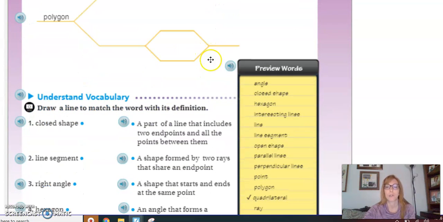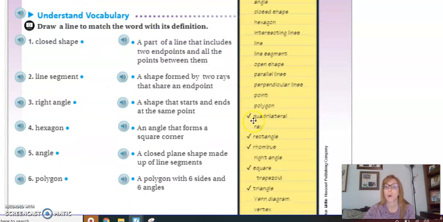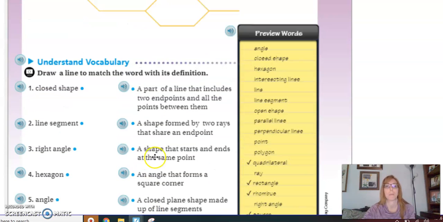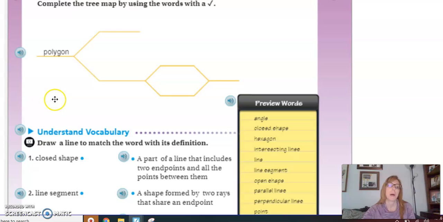So you can scroll down and see them all. You have quadrilateral, and underneath quadrilateral fall rectangles, rhombuses, squares, and then 3-sided shapes would be a triangle. So if you come back up, a polygon is defined as a closed plane shape with straight lines. Polygons have many different sides.